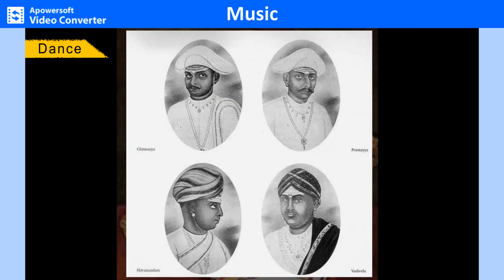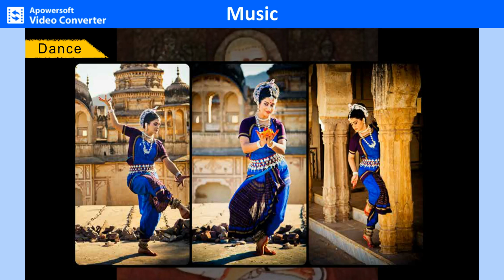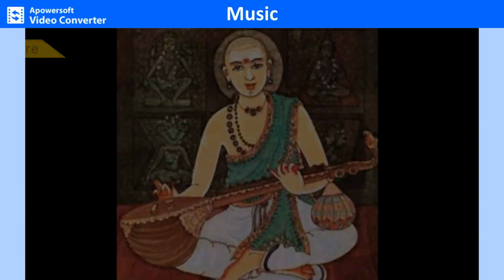The Thanjavur Maratha kings patronized dance in South India. The four brothers, popularly known as the Thanjavur Quartet, Chinnaya, Ponnaya, Sivanandam and Vadivelu, were expert choreographers and dance teachers. They were instrumental in developing new techniques and styles of dance. The Devadasi dance, or dance of the temple Devadasis, was popular in the temples of South India.